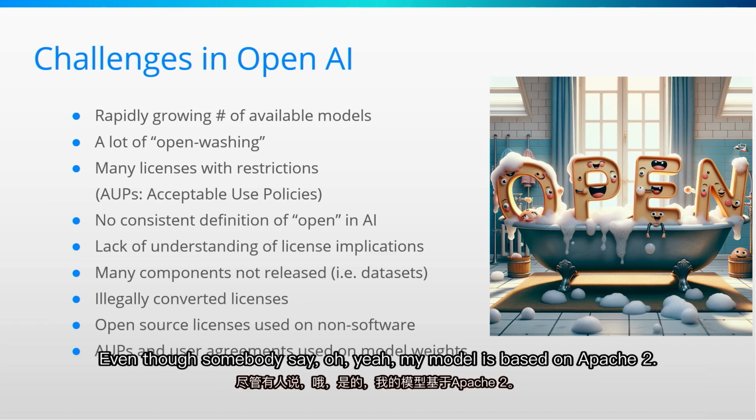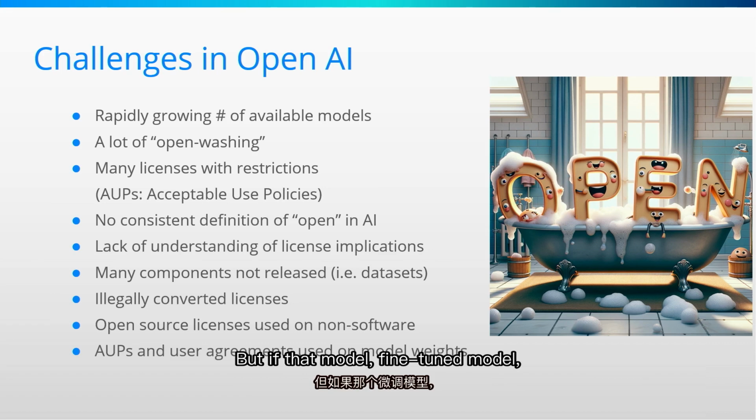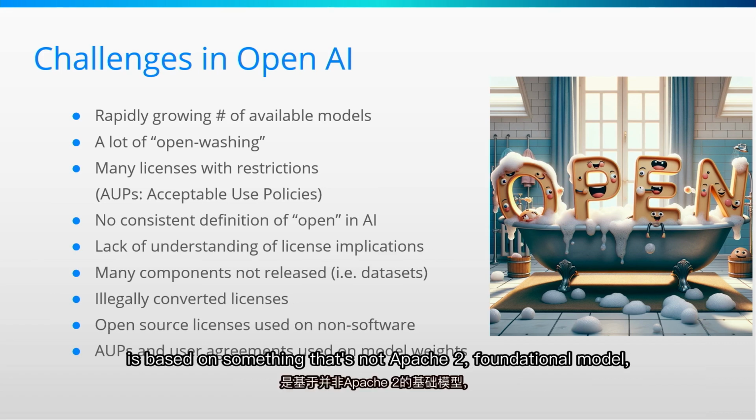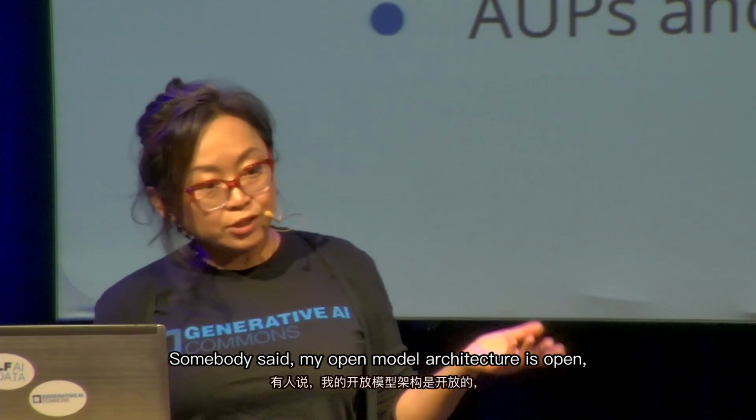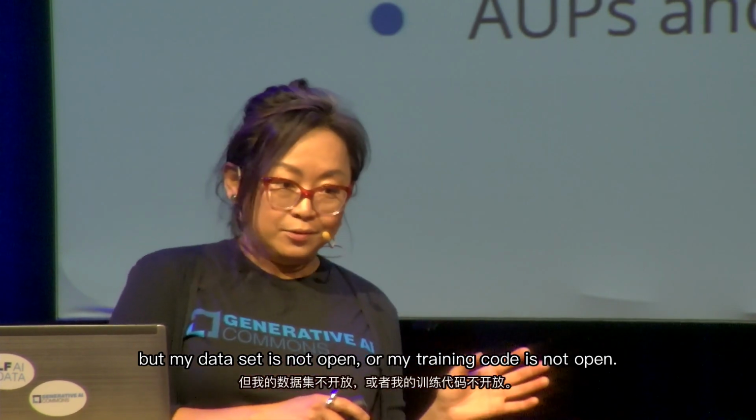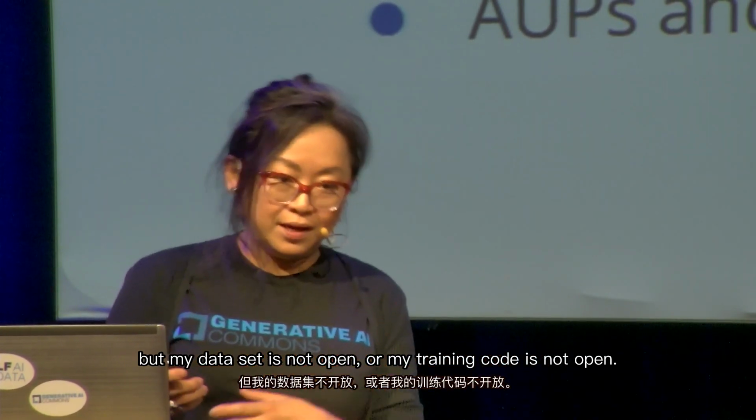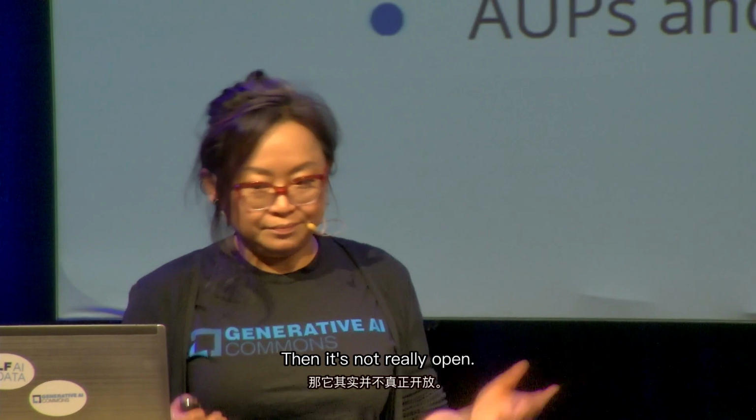What does it say? Even though somebody says, oh yeah, my model is based on Apache 2, if that fine-tuned model is based on a foundational model that's not Apache 2, you might have a legal implication there, or it's not completely open. Somebody says my model architecture is open, but my data set is not open, or my training code is not open, then it's not really open, right?